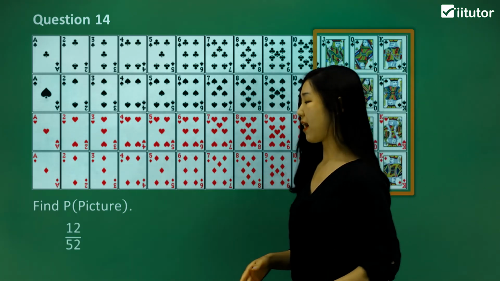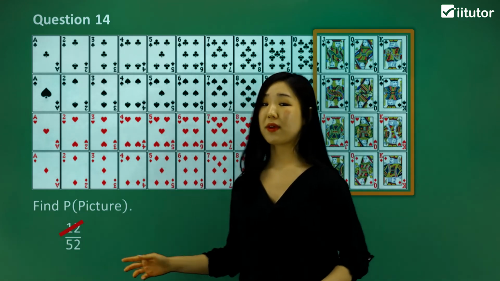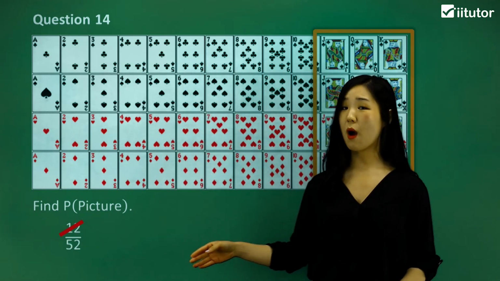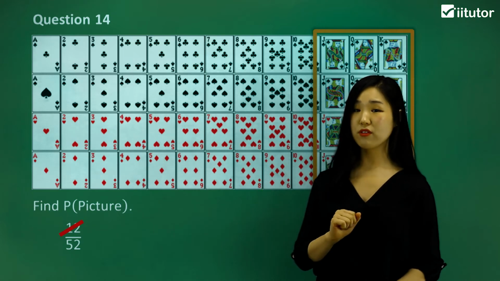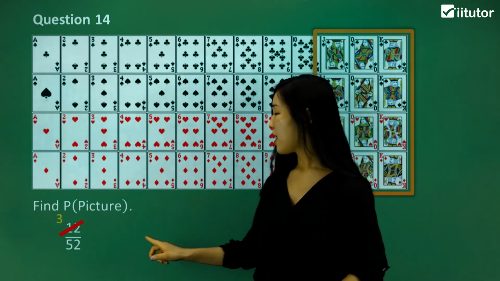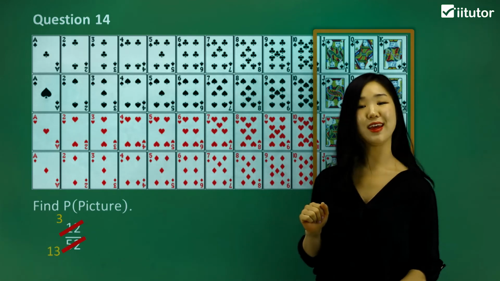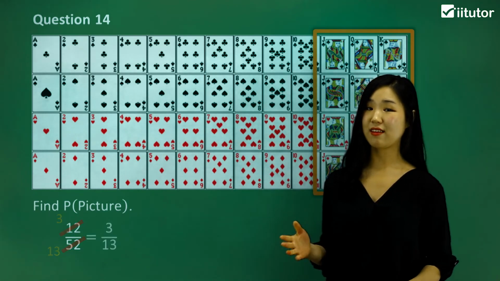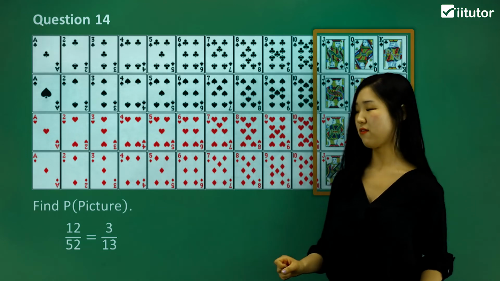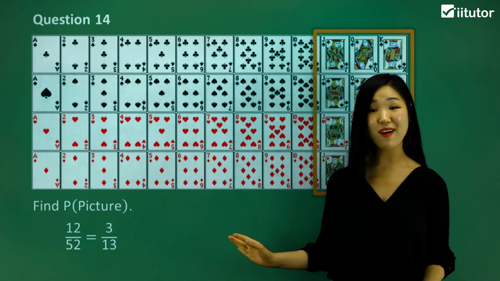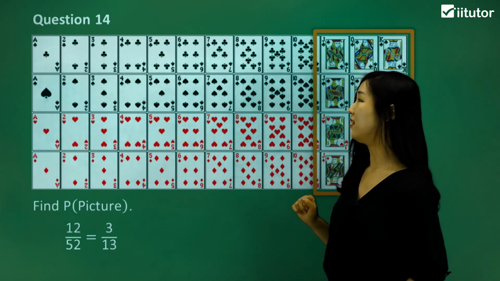And we can simplify. Let's cross the 12 out because I know that 12 and 52 have a common factor of 4. So 12 divided by 4 is 3. Let's cross out the 52, and 52 divided by 4 will give us 13. So our final probability is 3 over 13. And we can't go any further. So that will be your final one. Alright guys, so that's the probability of a picture card.